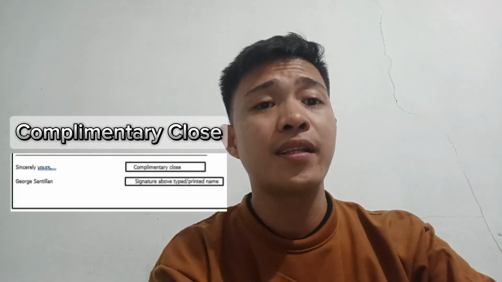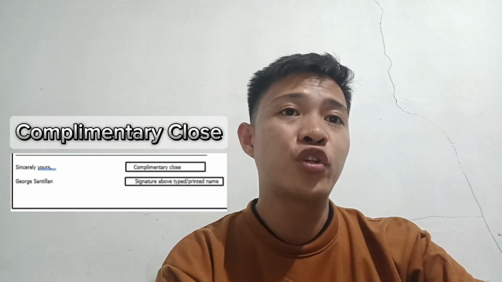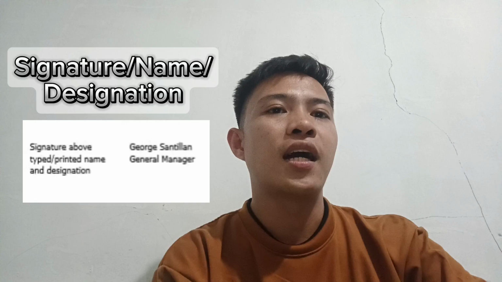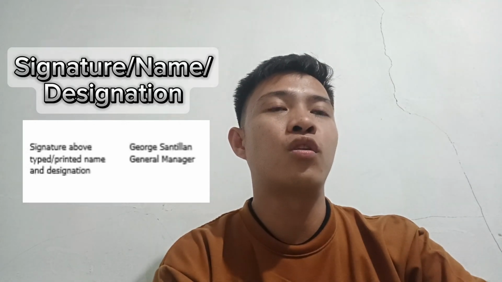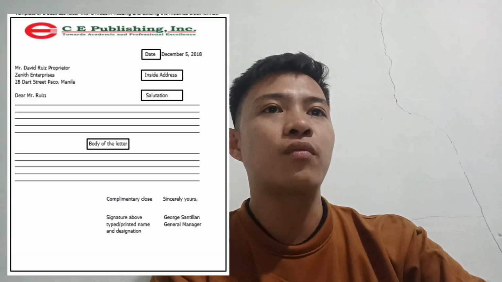Okay, after the body of the letter would be your complementary clause, and after your complementary clause, of course, would be your name as the writer, and of course your signature over your printed name. You may also write your position or designation below your name. So that would be the format of a business letter. But let's look into some examples of a business letter.